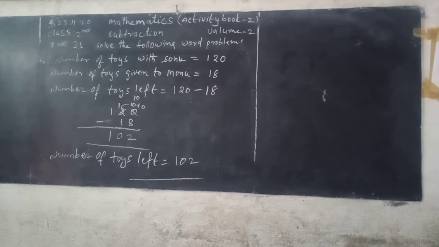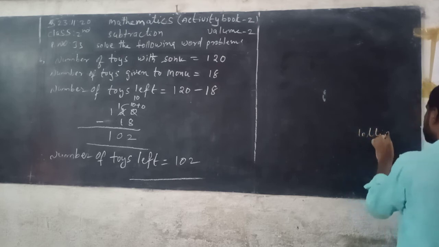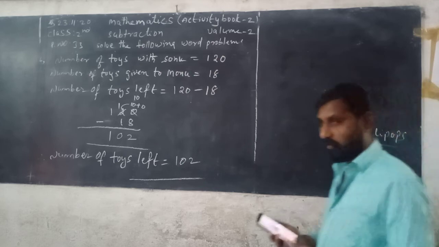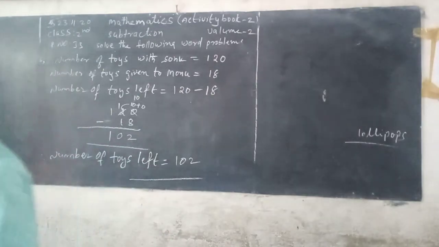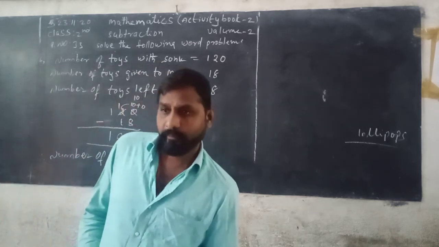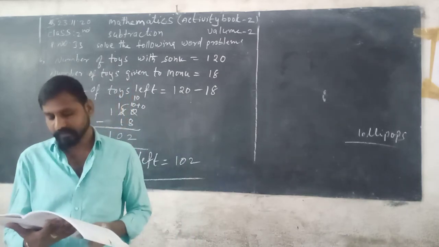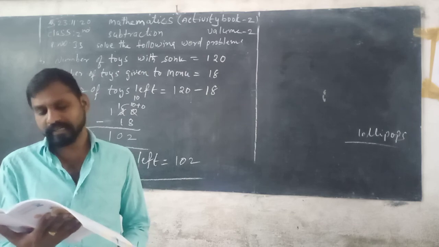Yeah, now next question. A shopkeeper had 50 lollipops. A boy bought 15 lollipops. How many does the shopkeeper have now?